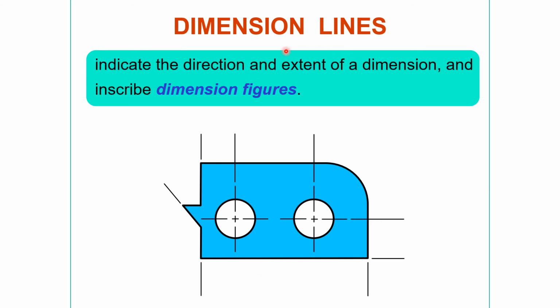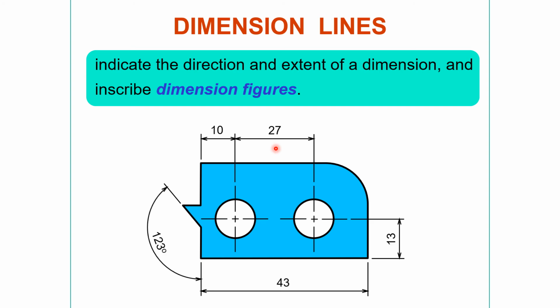Now, dimension lines indicate the direction and extent of the dimension and inscribe dimension figures, here with arrows. These are dimension lines. Now, dimension figures like 10, 27, 13, 43, 123 degrees.